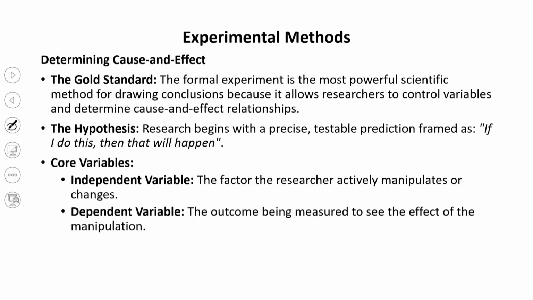So, experiments are like the gold standard. These are the most powerful scientific method for drawing conclusions and finding causes in research, because here it is done in a controlled environment and there is a manipulation of a variable, and you can see whether by changing one thing, the other is also changing in a controlled environment. So, researchers begin with a precise, testable hypothesis. Here also, if I do this, then what will happen? In a very controlled environment, the researcher is trying to see the causation.